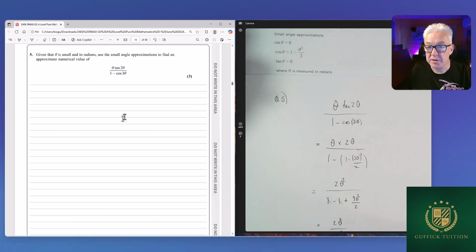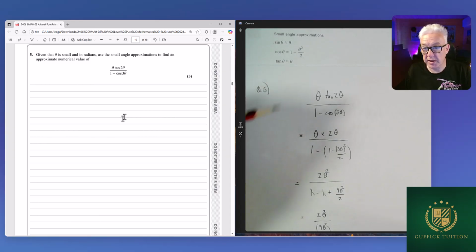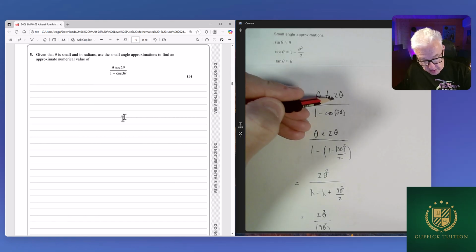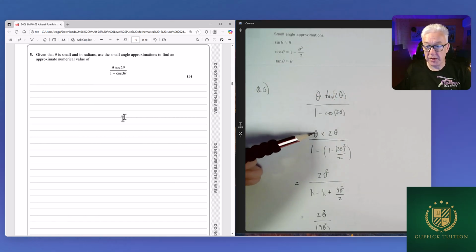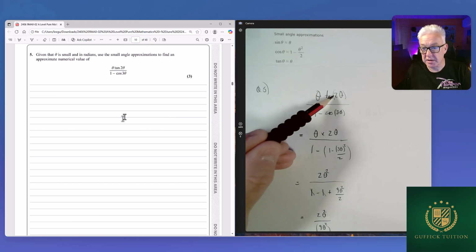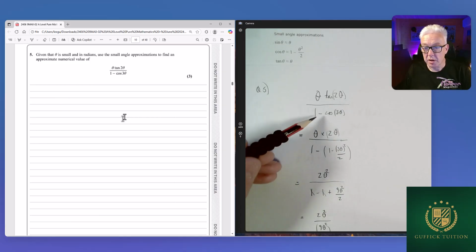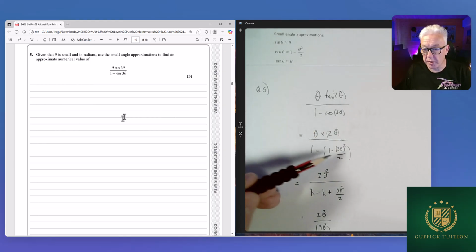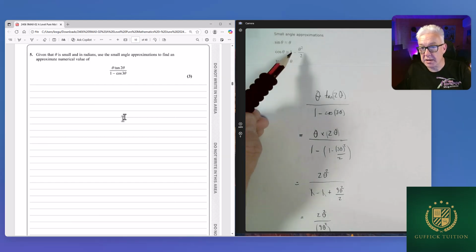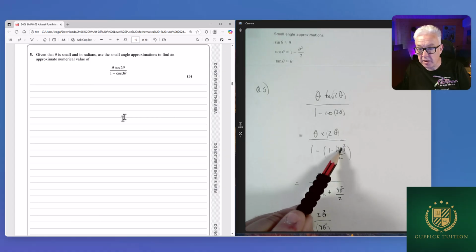So theta is measured in radians. Our original expression, theta tan 2 theta over 1 minus cos 3 theta, is going to get replaced by theta times 2 theta, because tan theta is approximately theta, so tan 2 theta is 2 theta. And this bit sometimes causes some confusion. 1 minus cos 3 theta is going to be 1 minus, and cos theta is 1 minus theta squared over 2. So 1 minus, and notice, instead of theta, we've got 3 theta, and the whole thing is in the brackets squared, over 2.